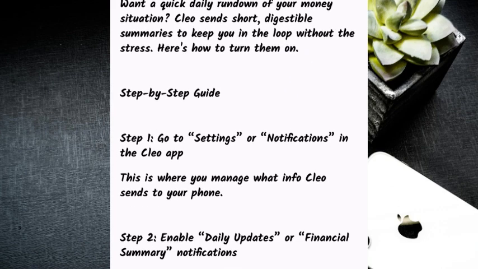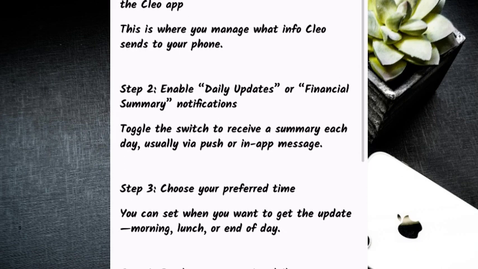Step 1, go to settings or notifications in the Clio app. This is where you manage what info Clio sends to your phone. Step 2, enable daily updates or financial summary notifications. You can toggle the switch to receive a summary each day, usually via push or in-app messages.